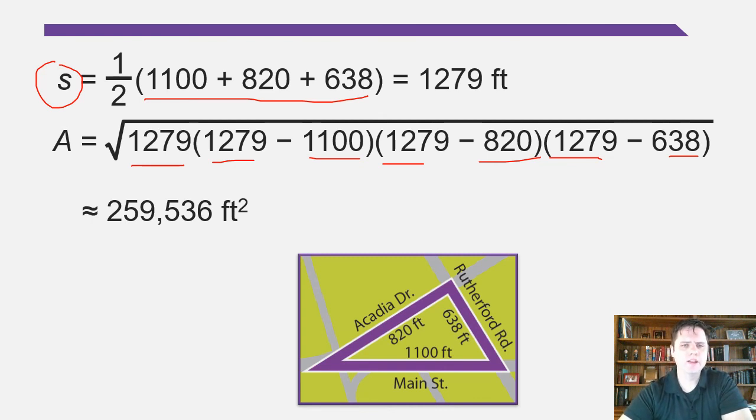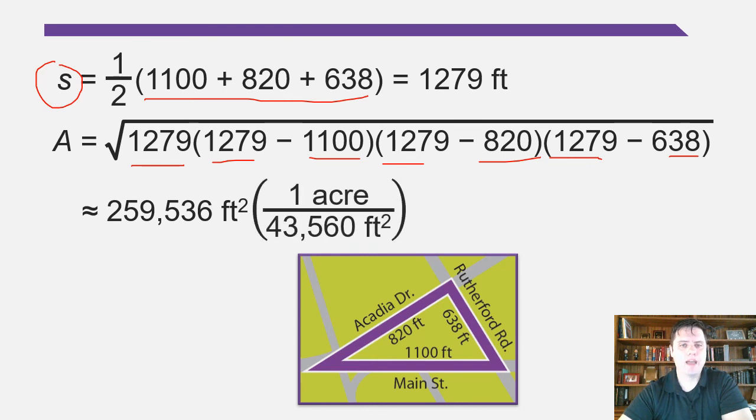259,536 square feet. We can then divide that by the 43,560 square feet in each acre. And we get a final answer of roughly 5.96 acres for the square footage of, or I'm sorry, the acreage of this lot.